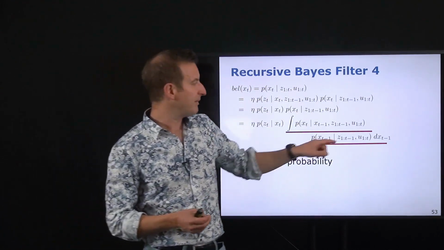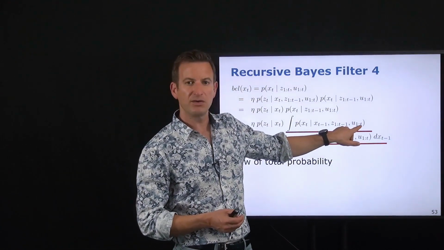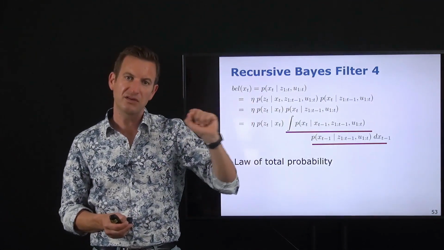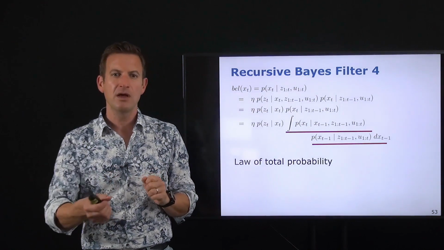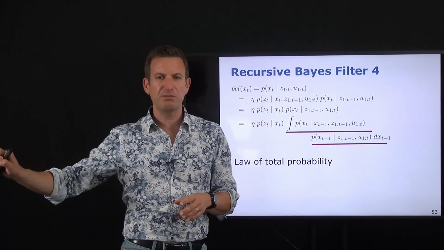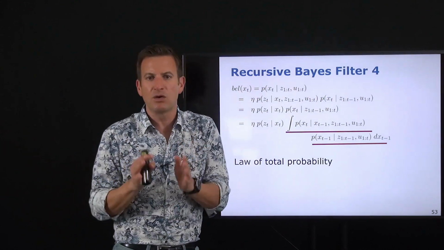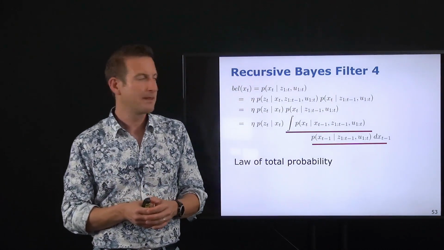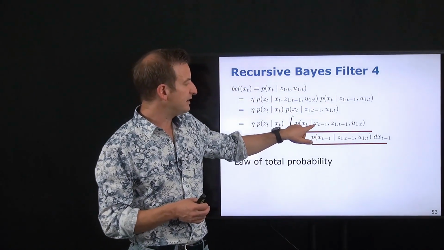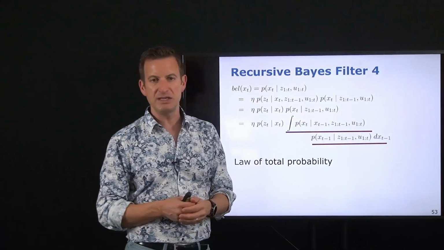The only thing which still matters is ut, because ut tells me how I evolve from t minus 1 to t. So this is still valuable information. It's basically the last motion command that I've executed on the platform. However I steered before is irrelevant if I know where I've been at the last point in time. So this equation simplifies to p of xt given xt minus 1 and ut.